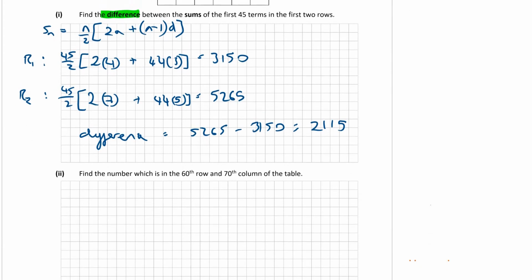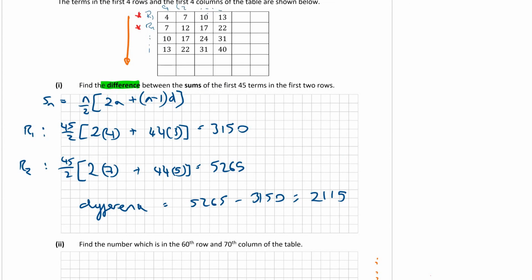For the next one, find the number which is in the 60th row and the 70th column in the table. Okay, so we need the number that's in the 60th row. If my rows go down like that, I need to go down to the 60th row. So I need to find the first term, which is term 1, in the 60th row.